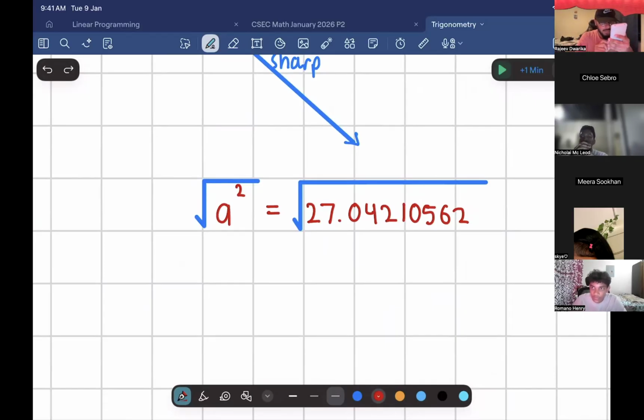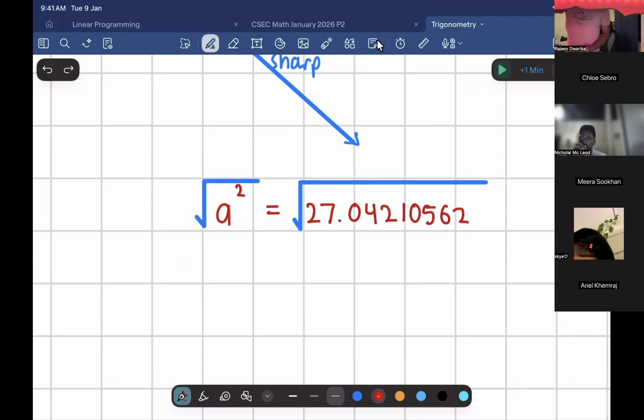Okay, so Sharp users, here's what you could do, right? Do you all know how to clear your screen? Like clear your screen? Do you all know how to do that? Sharp users, I mean like clear the screen. Where is my other Sharp calculator? I can't find my other Sharp. Give me a second.